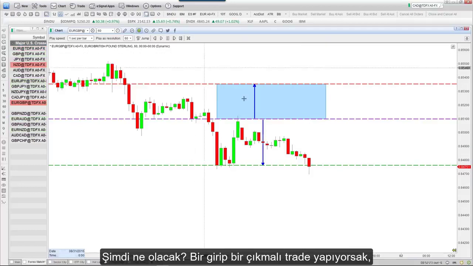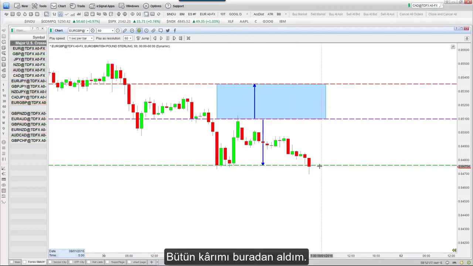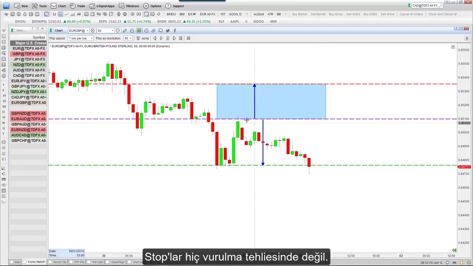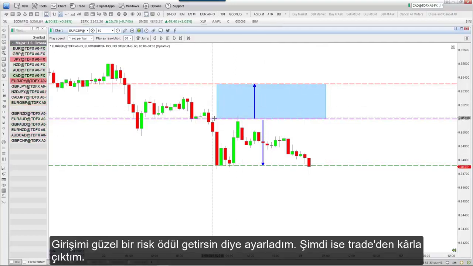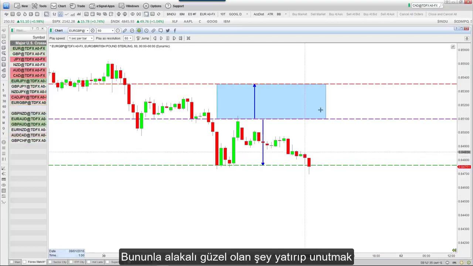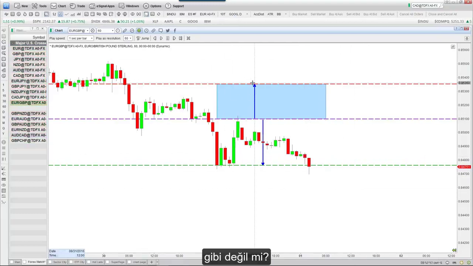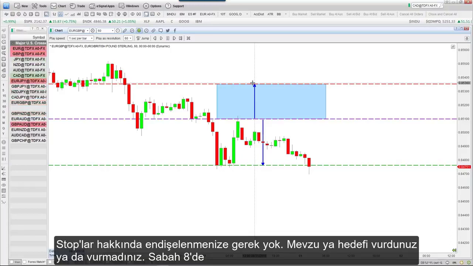Now what happens? Well, if I'm just trading one in and one out, we're done. I took all my profits off right here. Stops were never at risk of being hit. Just modified my entry a little bit to give me the risk reward that I needed, and now I'm out of the trade with profit. The nice thing about doing it this way is it's fire and forget, right? You don't need to worry about rolling your stops. It's just, hey, I either hit the target or I don't hit the target.